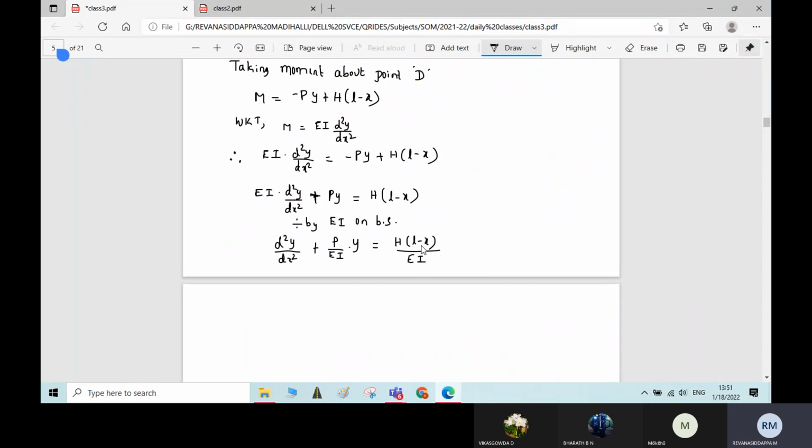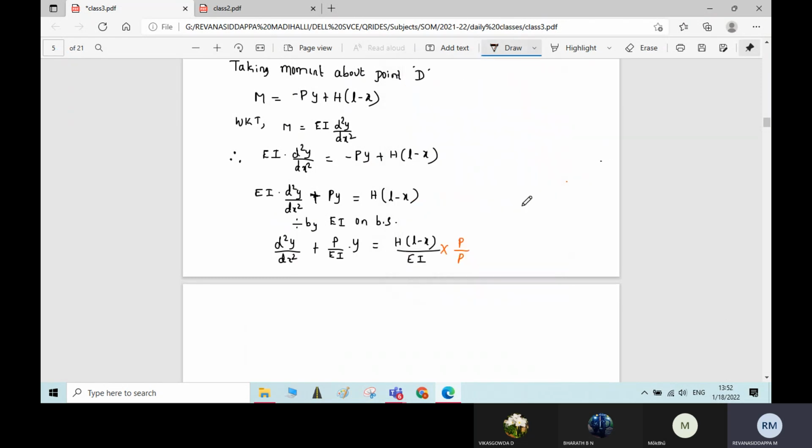What is the next step after this, students? Now you got the quadratic equation with variable y. To write the solution for this equation, whatever the coefficient of y we have, that is p by EI, in the RHS we should have the same coefficient. So to get the same coefficient in the RHS, what we have to do? We have to divide and multiply by p. For the same RHS, I will multiply by p and divide by p.